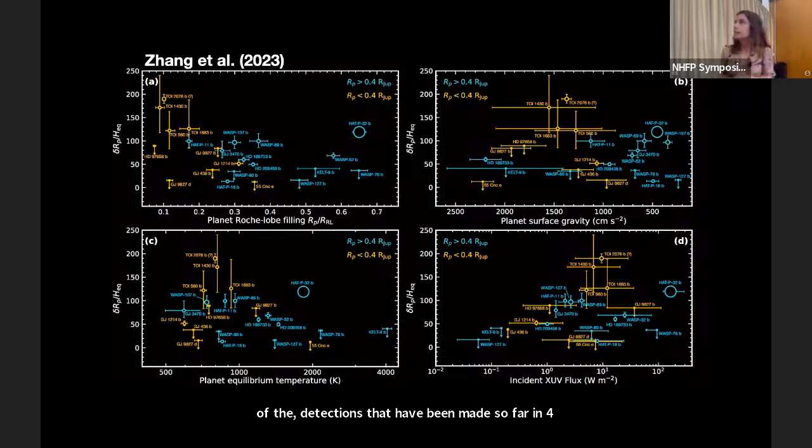The size of the transit depth is on the y-axis, and the x-axis shows different properties of the system: the incident XUV flux, the surface gravity of the planet, and there seem to be no obvious trends so far in the transit depths of these systems. So we're still struggling to be able to predict for an individual system what is the mass loss rate for these planets. What is the size of the helium depth? We have a bunch of data now, but we haven't really managed to fit it into a coherent picture.